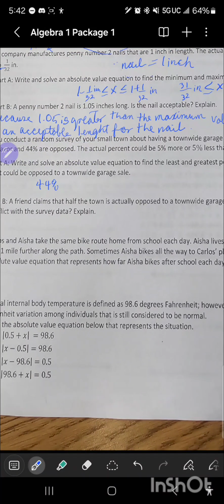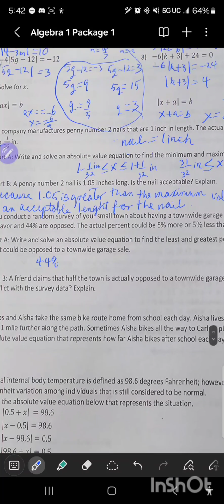It could be 5 more or 5 less. I'm going to start with the left one, which is going to be less. Left is always less, the negative sign is always to the left, and the positive sign, or more, is always to the right.